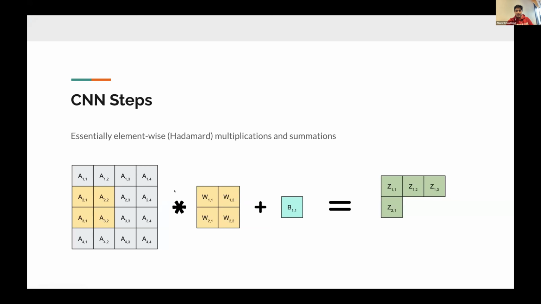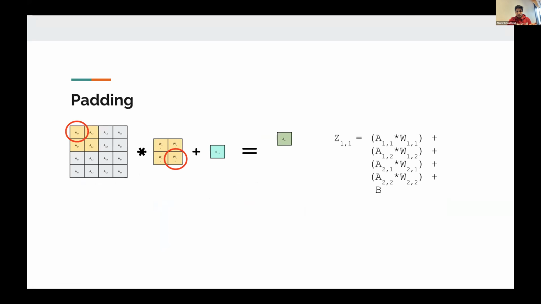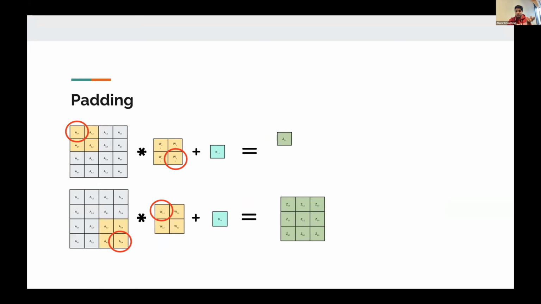Similarly, if you notice, the leftmost column of my input never got to interact with the rightmost column of my weight matrix, and so on and so forth. And the bottom row never got to interact with the upper row, right? This was just taken as two extreme examples, which would kind of make it clear.